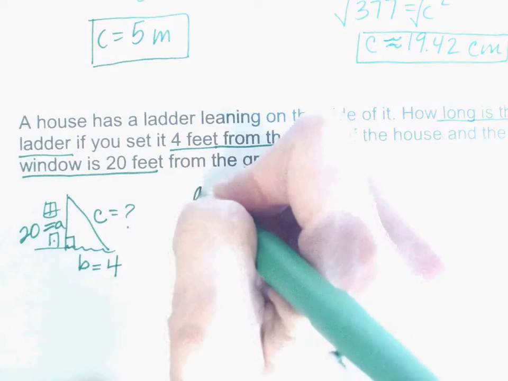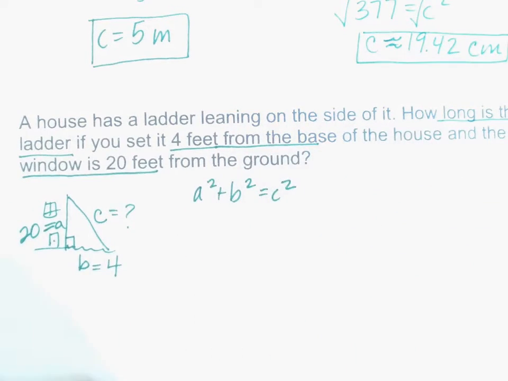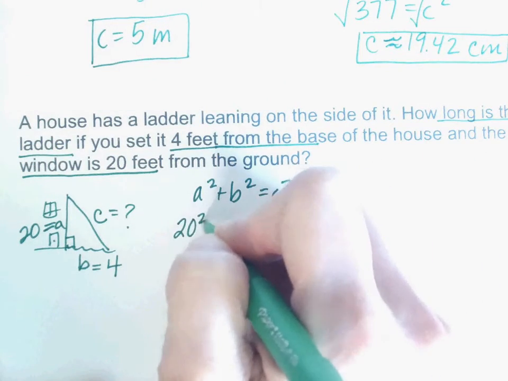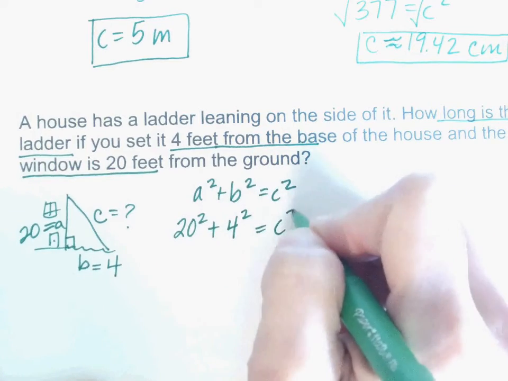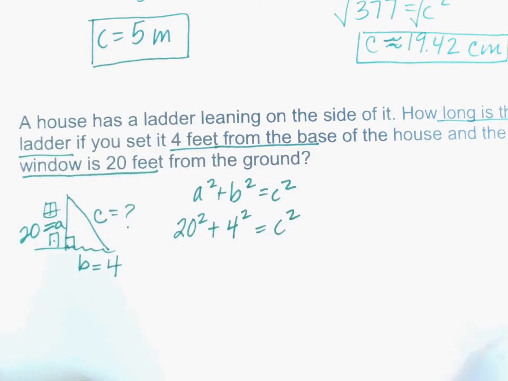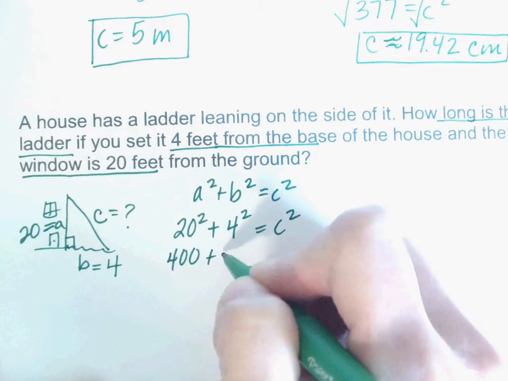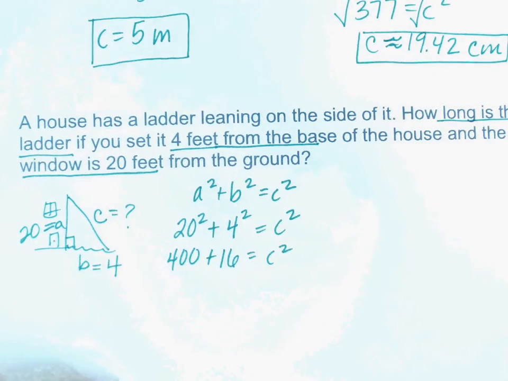So to go ahead and solve this, again, we're going to start by writing down the Pythagorean theorem, and then my next step is to make my substitution. So I'm going to put 20 in for a, so I have 20 squared, 4 in for b, so 4 squared, and then drop down that c squared. We're solving for c. So 20 squared is 400. 4 squared is 16.